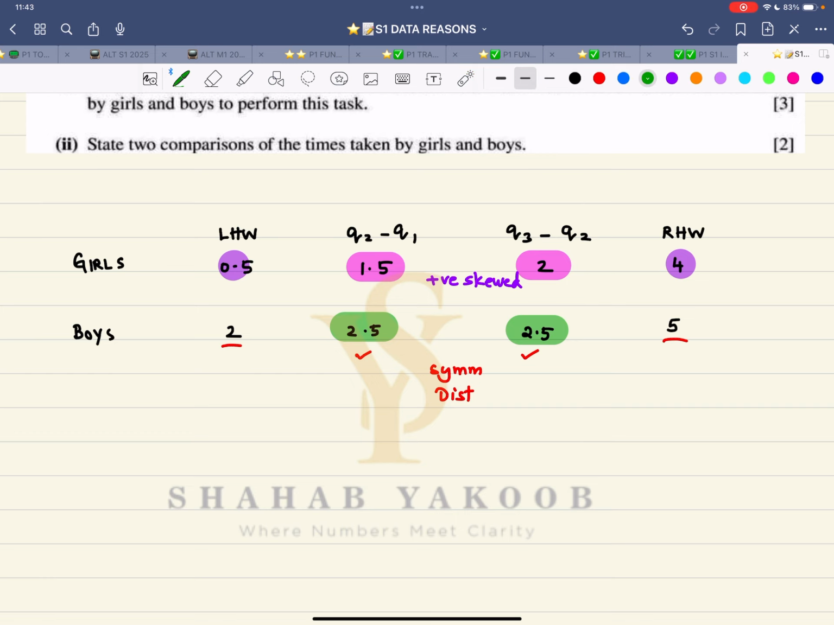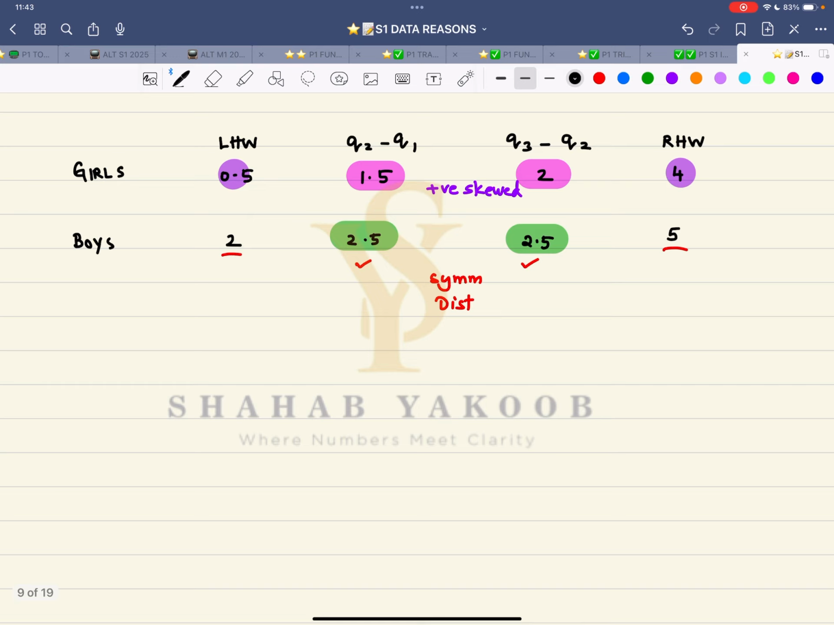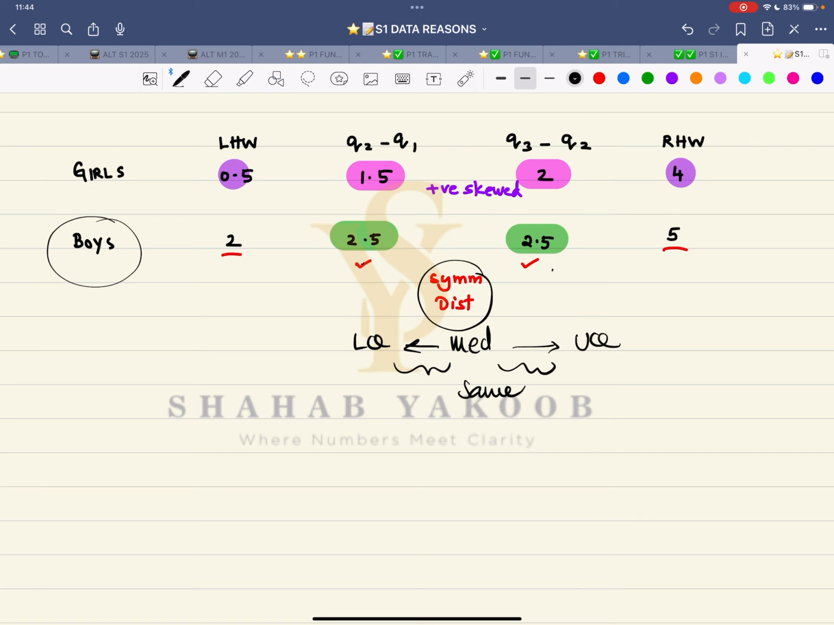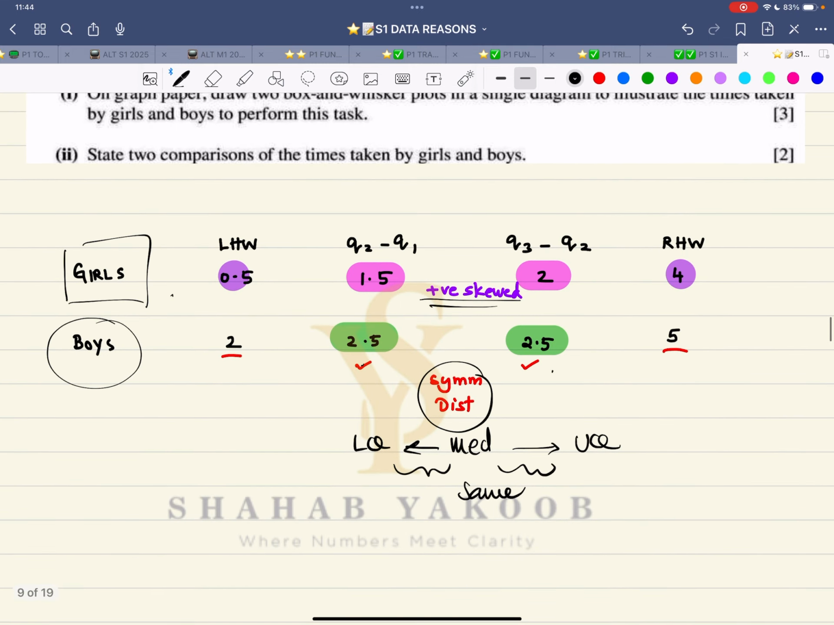So if there is a dilemma between the whiskers versus this difference, we would focus on this. If the difference between median and lower quartile and median and upper quartile is the same, we say it is symmetric distribution. So the distribution of boys is symmetric, whereas the distribution for girls is positively skewed. So this is 1 mark.